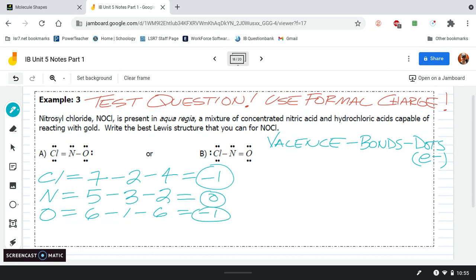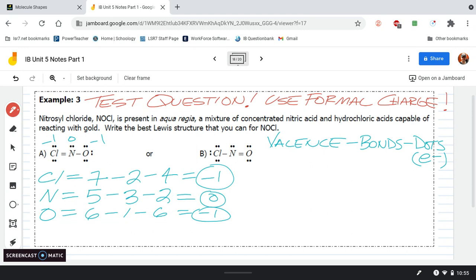All right, so this is what we've got. We've got a minus 1, a 0, and a minus 1. So that's how you should do it. On the test, write them down. What do you have? So that one's okay. Not great, but okay. Let's do this other one now.